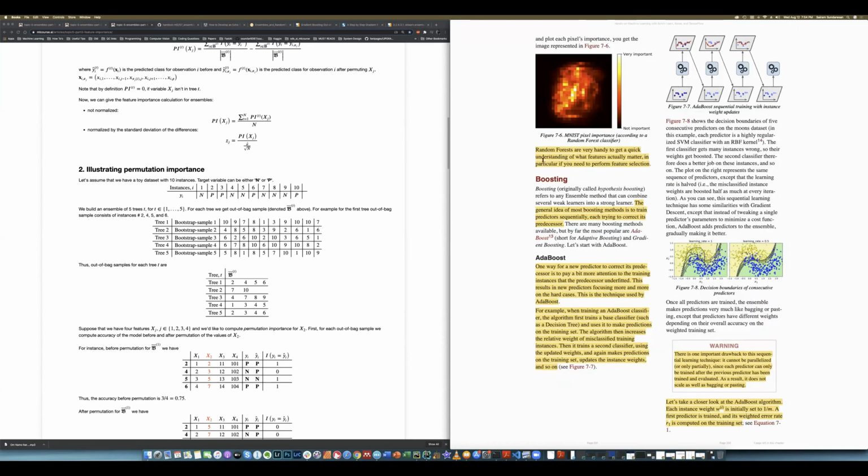Okay. So anyway, this is what I started this section with, saying that random forests are very handy to get an idea of what features might actually matter. I preface with might because without a clear understanding of the data, you can't really guarantee that this is always true. So the next section is boosting.